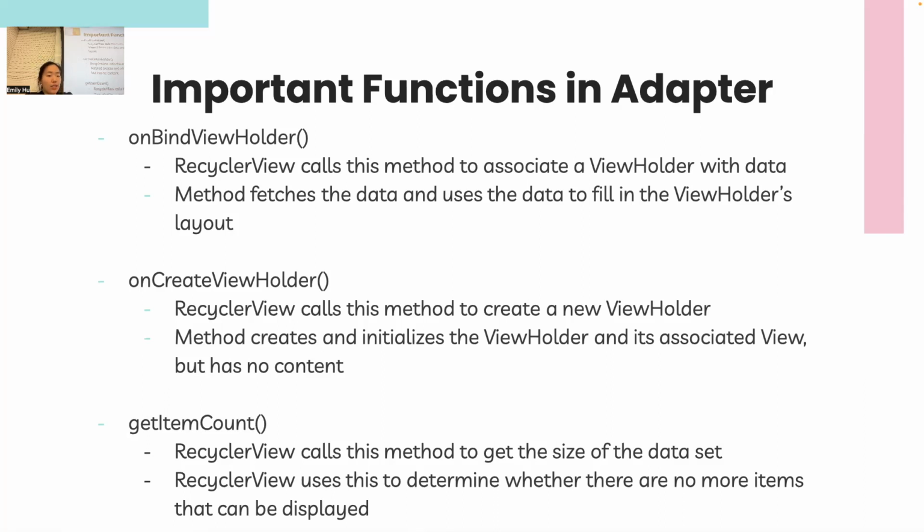And then we also have onCreateViewHolder. RecyclerView will call this method to create a new view holder. The method creates and initializes the view holder and its associated view, but it has no content. This is something that gets called initially. Depending on your screen size, RecyclerView will call onCreateViewHolder and it'll create a certain number of views.